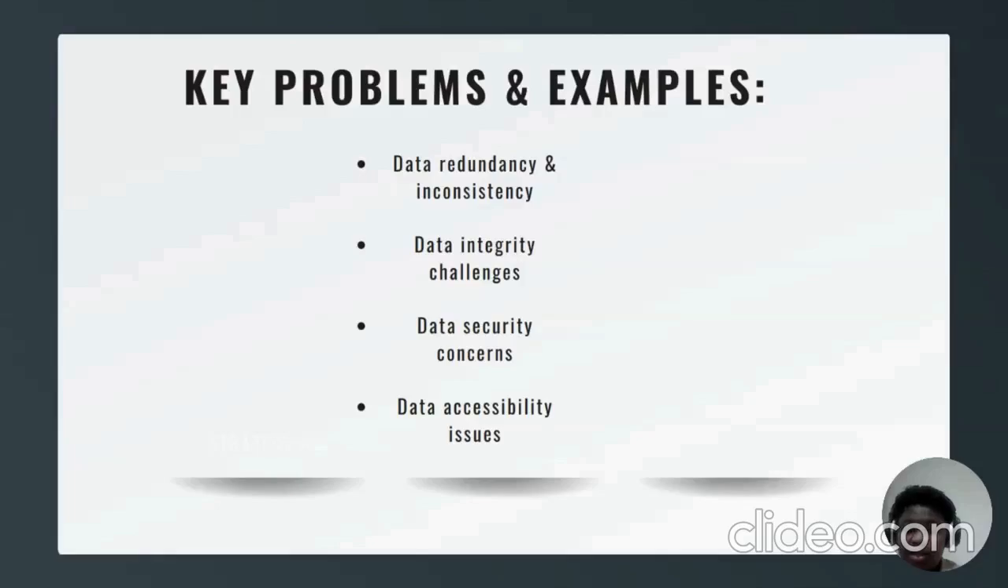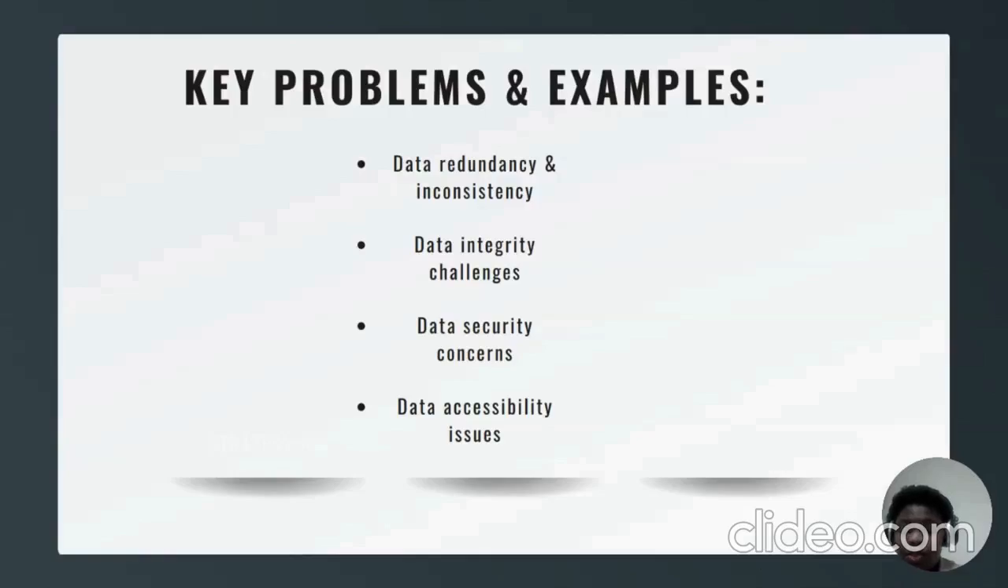We have data redundancy and inconsistency. So imagine a company where each department maintains its own customer data. Marketing, sales, and support teams all have separate records. This often results in redundant data, which is the same data stored multiple times, and worse, inconsistent data where the same customer might have different information across departments. This redundancy not only wastes storage but also makes it difficult to trust the accuracy of the data.